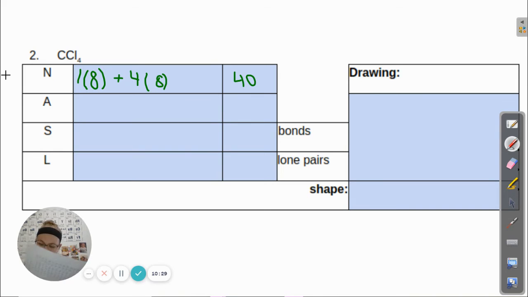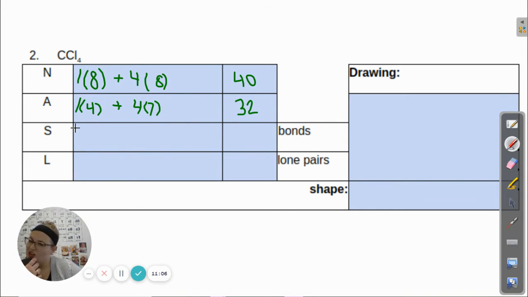All right, carbon is located right here on the periodic table. It has 4 valence electrons. And then I have 4 chlorines, and they each have 7 valence electrons. So 4 times 7 is 28.